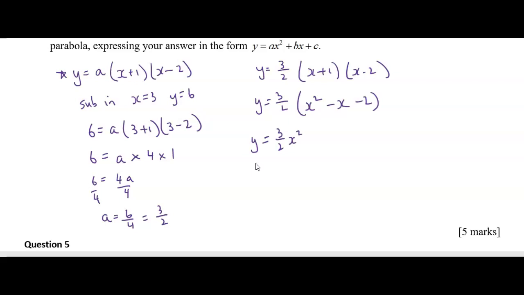Now you can keep your coefficient out the front, or you can write it in another way, which I'll do in a sec to show you. And then minus 3 on 2 times 2. Okay, so just with that constant, those 2's actually cancel out. So you can write it as a coefficient like I have there, or you can write 3x squared on 2 minus 3x on 2 minus 3.